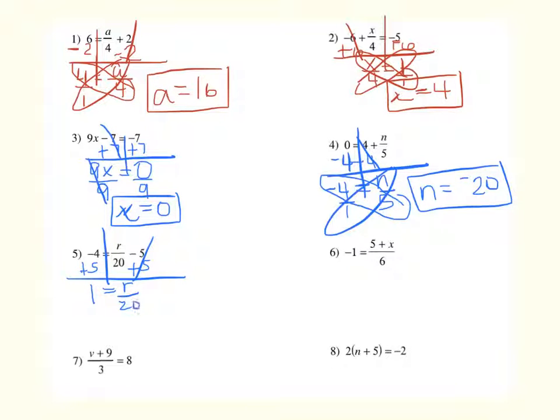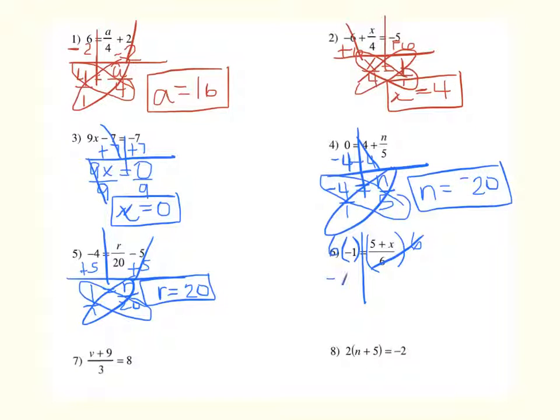R over 20. Again, that's the same as saying 1 over 1, so I'm going to cross multiply, and I get r equal to 20. Now I have a case of division, so I'm going to multiply this entire side by 6 so I can cross that out. Remember, I need to balance, so I'm going to multiply this side by 6. That gives me negative 6 is equal to 5 plus x, not 5. I'm going to subtract 5 from both sides, giving me x is equal to negative 11.